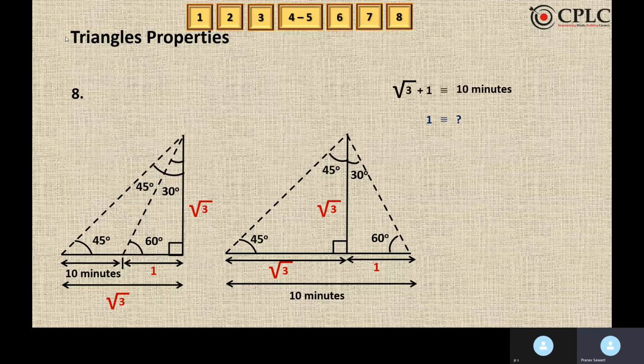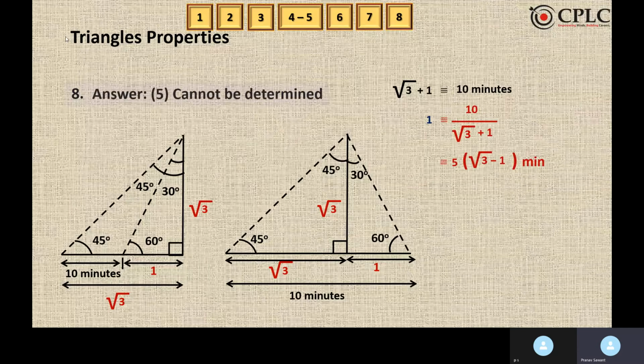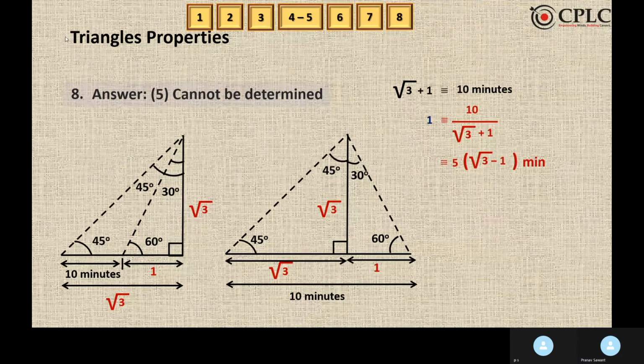Now, in this case, we can say that the addition of the base is 10 minutes. Hence, root 3 plus 1 is equal to 10 minutes. Hence, 1 is equal to 10 upon root 3 plus 1. After further rationalizing, I'll get the answer as 5 into root 3 minus 1 minutes. I'm getting two answers. Hence, I cannot actually determine the answer. So option 5, cannot be determined, is going to be the final answer.